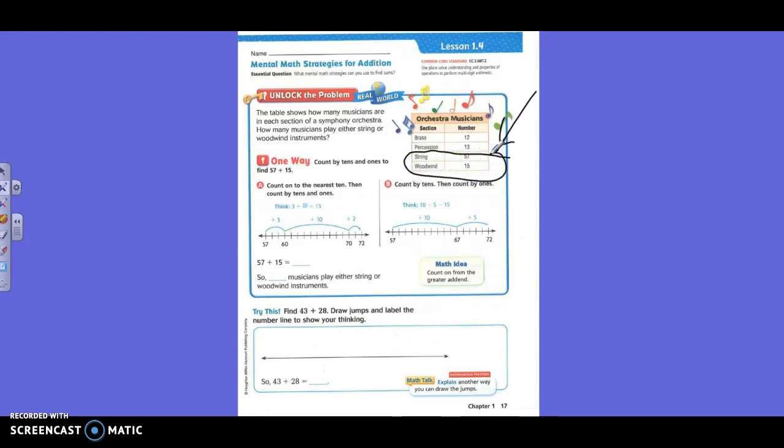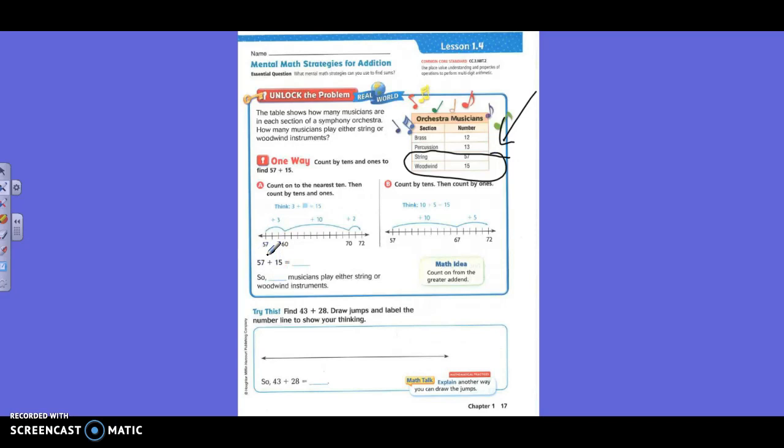Okay, string instruments are 57, woodwind are 15. So we are adding them together to see what the answer is for them all together. Now, instead of just stacking and adding, they want you to use a number line. There are two ways to use a number line. First rule, though, of a number line is you start with the big number on the number line. So they have 57 here.